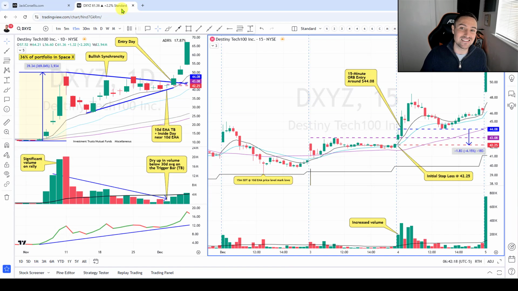So what I'm going to do is take you through the trade that Trader Tom was targeting in DXYZ. Now this is a very explosive swing trade. You can see the move here going from low $40 to mid $60, pushing $70 in a couple of sessions. So it's a very explosive trade in a very explosive stock.